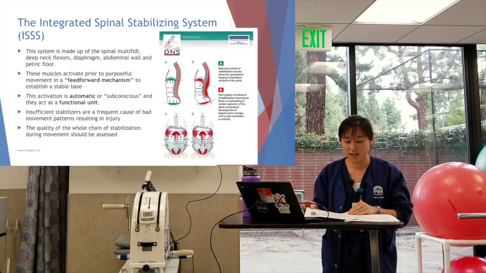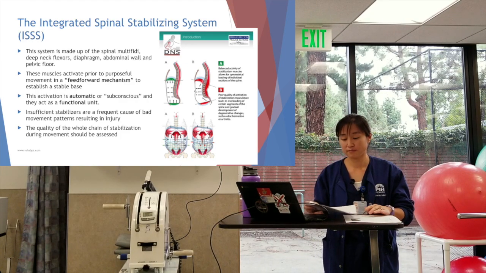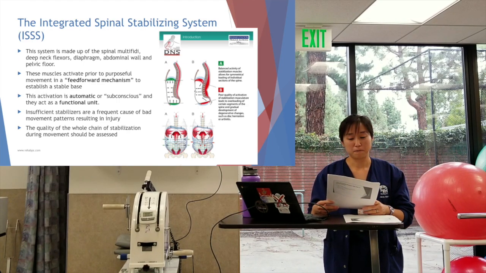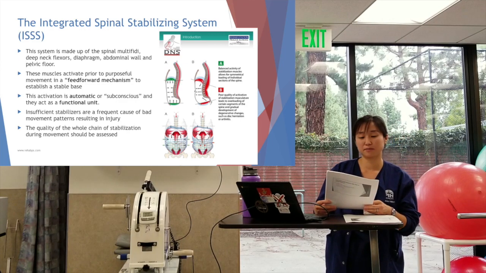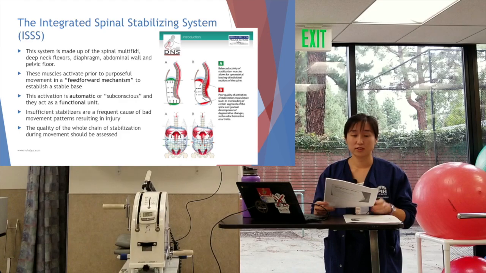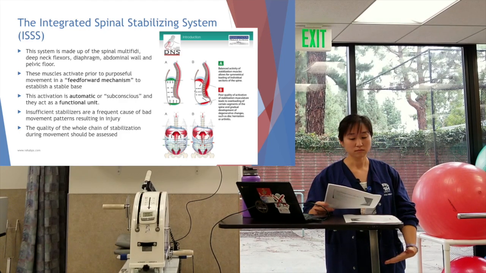Okay, so then let's look at the ISS. So I'm sure everyone's familiar with the core and intra-abdominal pressure, but just to review, it's basically made up of the multifidi, your deep neck flexors, diaphragm, abdominal wall, and then pelvic floor.